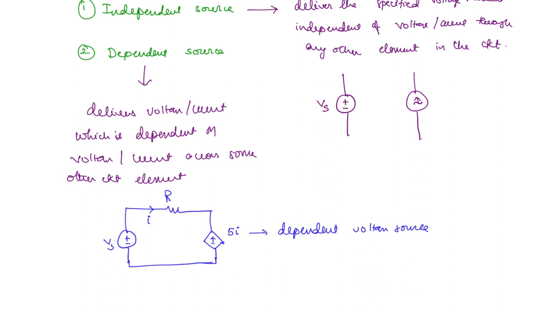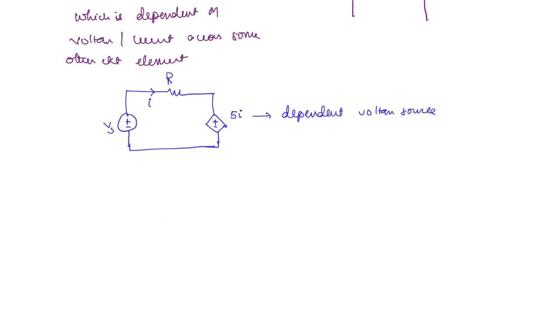So where do you see dependent sources? Practically you see them in analog electronics, right? Most of the BJTs, the transistors and everything, are represented in terms of dependent sources. So they are all active elements. Transistors and all are active elements, not passive elements. Now dependent sources can be of 4 different types, depending on which is the controlling variable and what is the source.